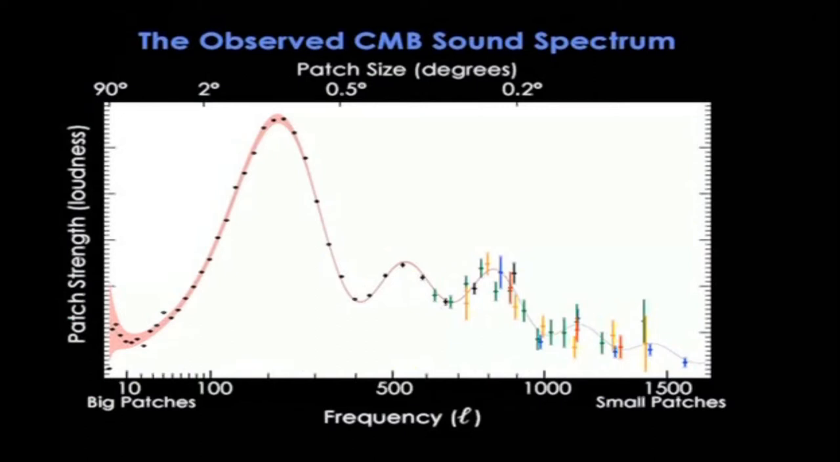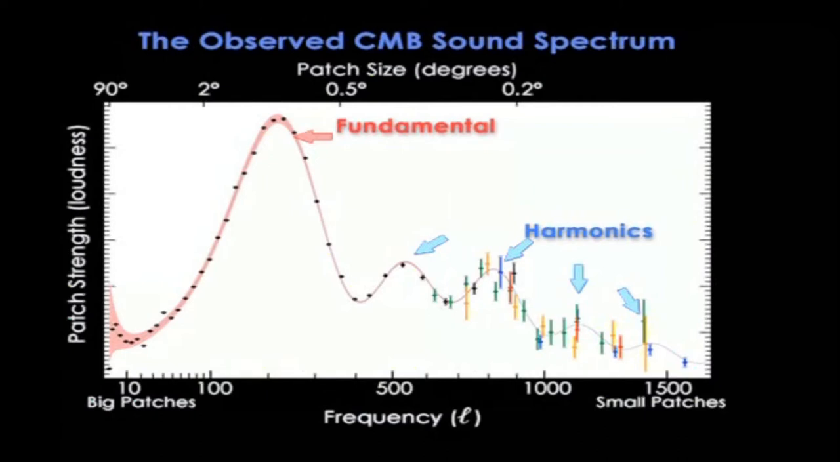It looks like a cross between a noise spectrum and a musical instrument spectrum. It has an overall broad shape, but with an unmistakable fundamental and harmonics. This has got to be one of the most stunning results from modern cosmology. It's the birth cry from the young universe.